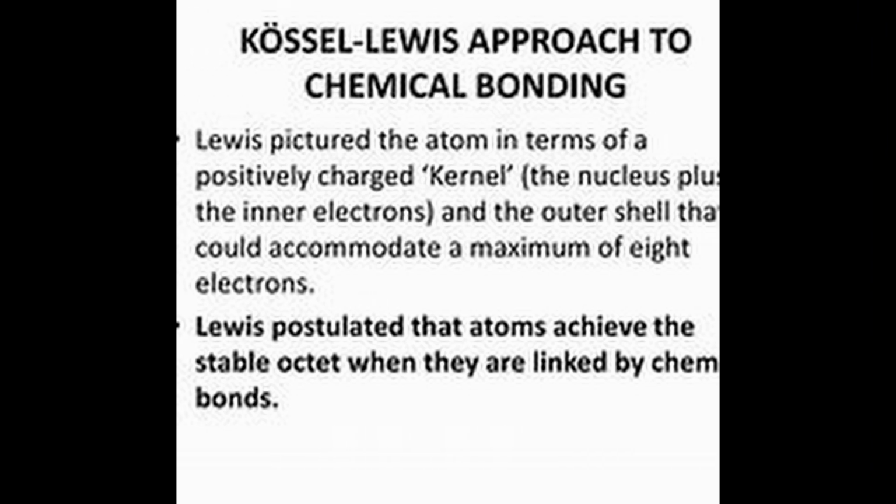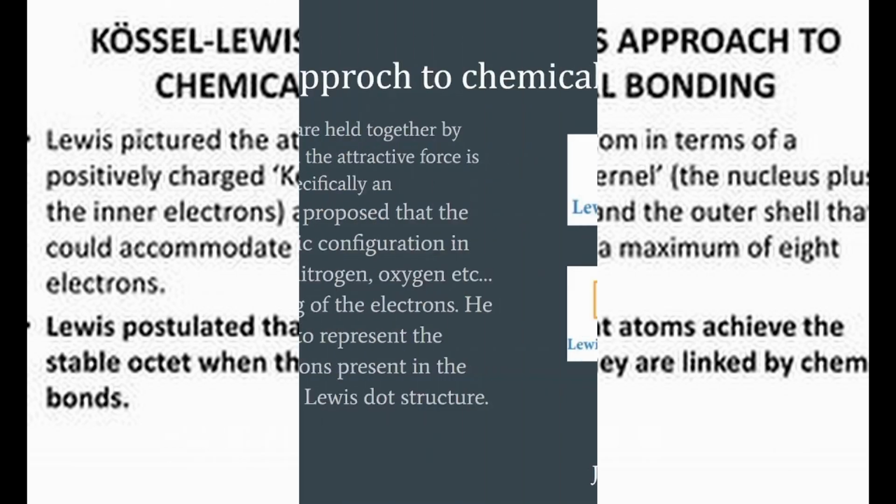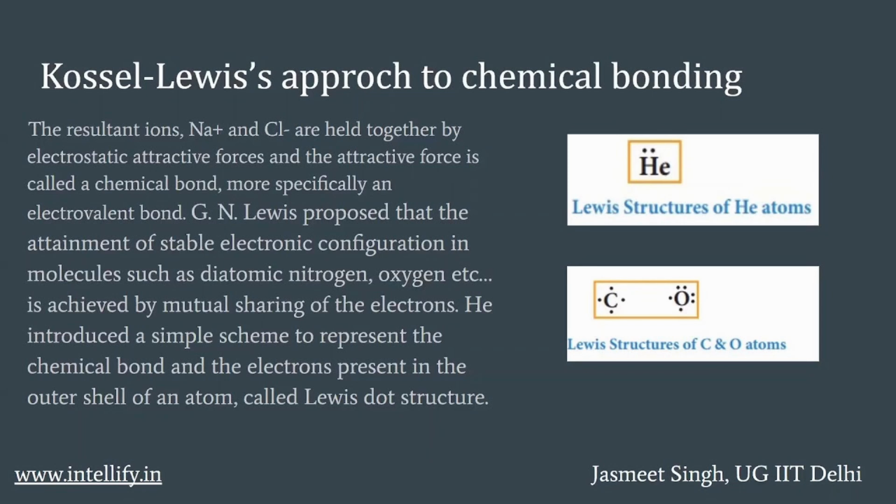In 1916, Kossel and Lewis succeeded independently in giving a satisfactory explanation about the formation of a chemical bond in terms of electrons. Lewis pictured the atom in terms of a positively charged kernel and the outer shell electrons that could accommodate a maximum of 8 electrons. He further assumed that these 8 electrons occupy the corners of a cube which surrounds the kernel. Here, kernel means the nucleus plus the inner electrons. Lewis postulated that atoms achieve the stable octet when they are linked by chemical bonds.